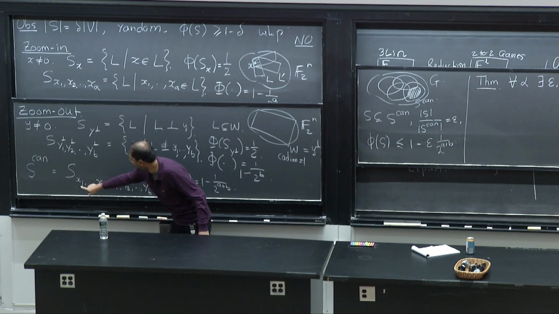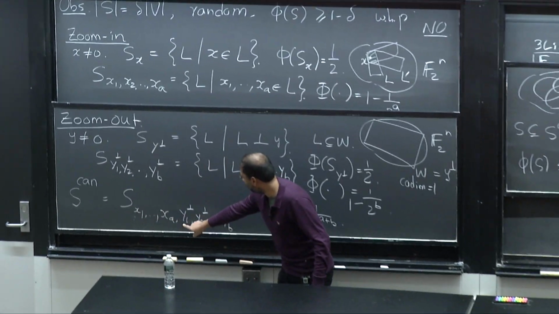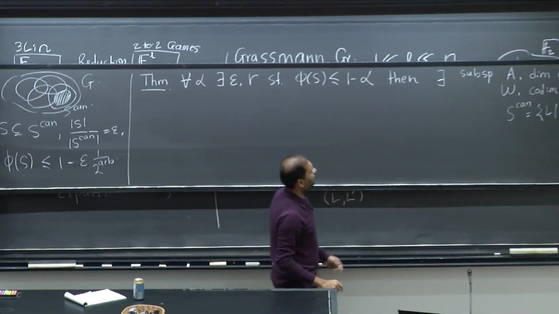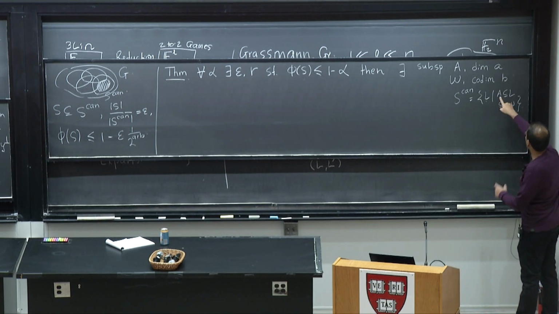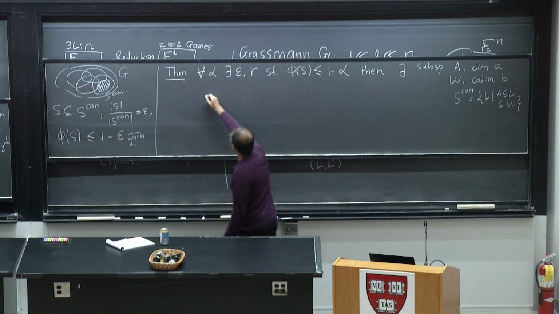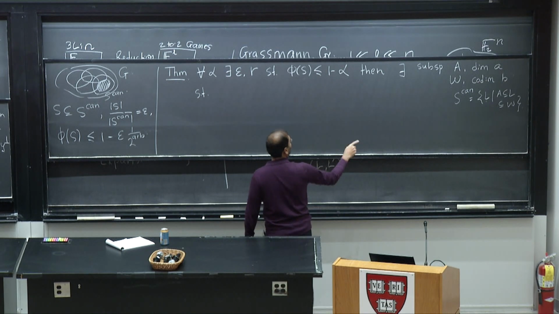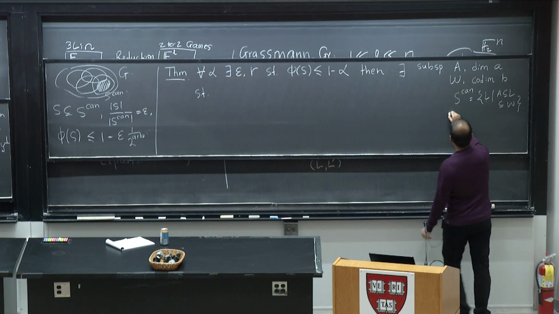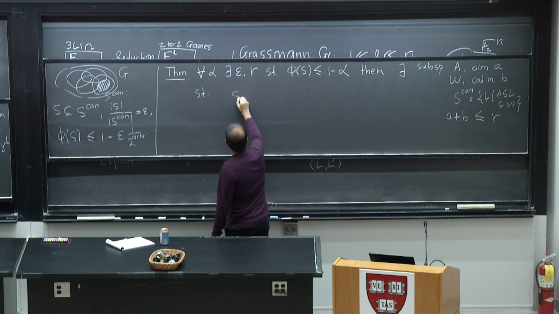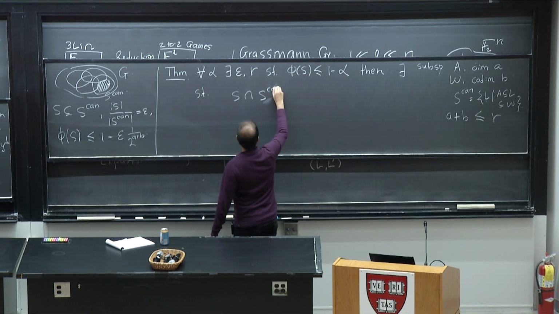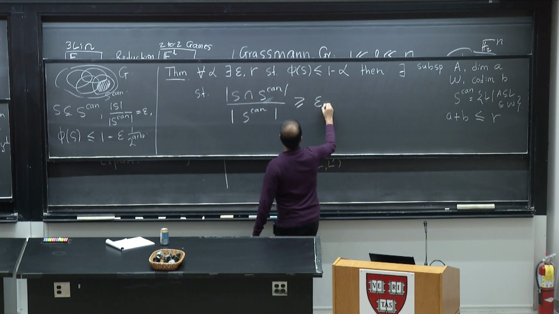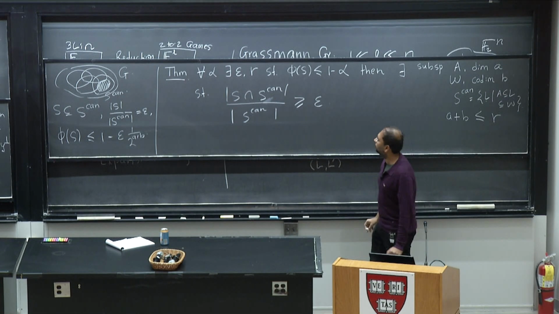You're supposed to contain the space spanned by these, which I'm calling capital A, and you're supposed to be contained in the space orthogonal to these guys, which I'm calling capital W. So these are all vertices L of the Grassmann graph which are sandwiched between A and W. So there is a canonical set S superscript can such that the given set S has constant density inside, and this a plus b is at most equal to r. That's the theorem.